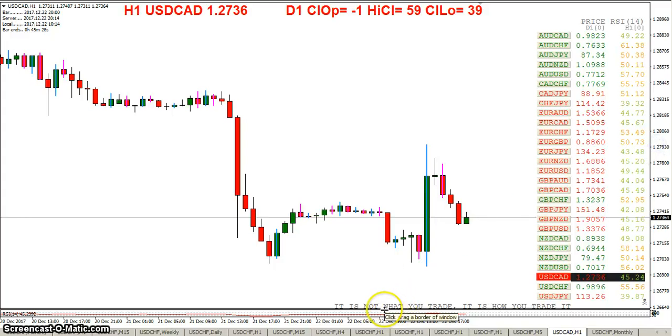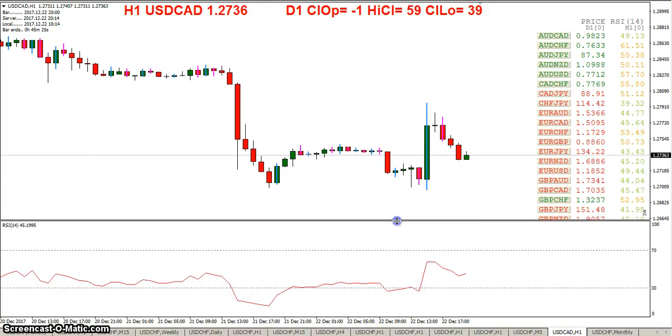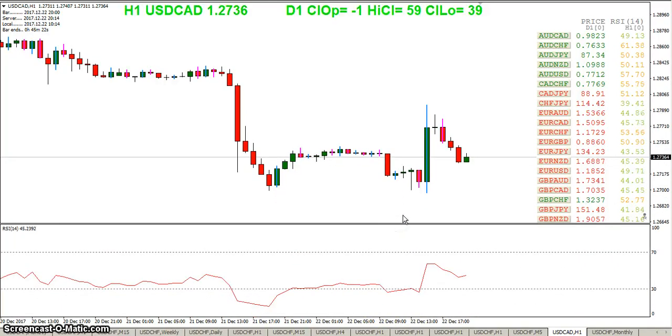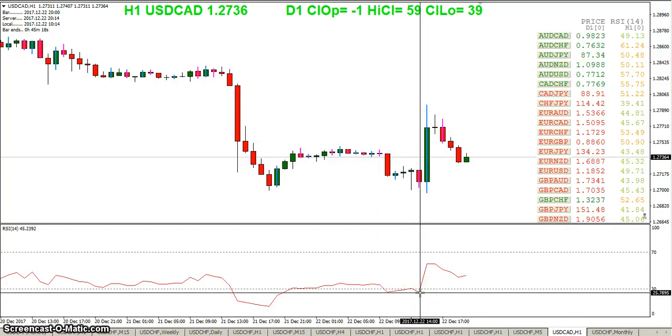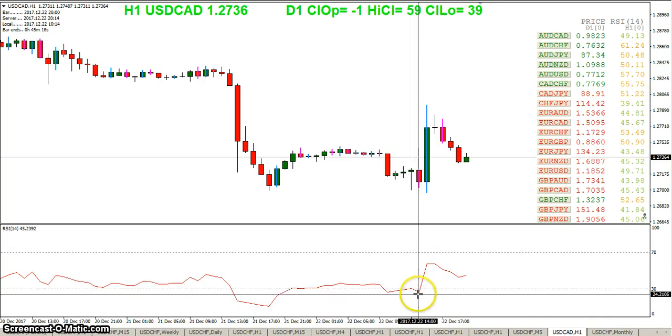Nothing really looks good there. Except, let's explain something here. Another thing about the turn trade. Okay, right here, we had an oversold condition. So, you'd want to look to buy.